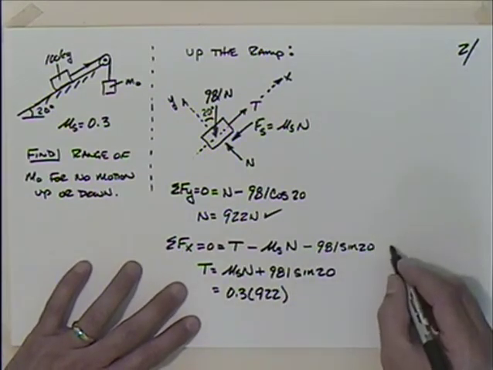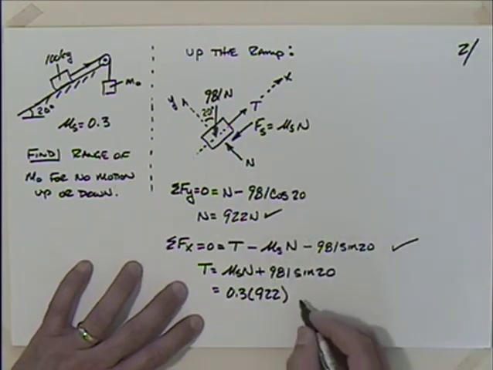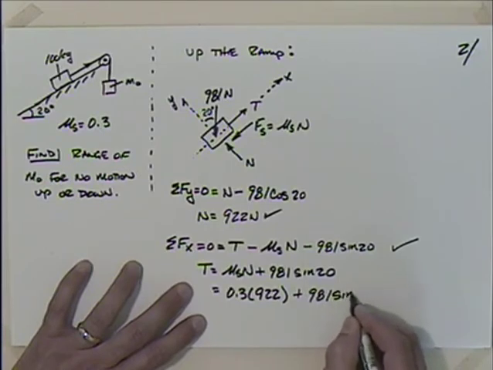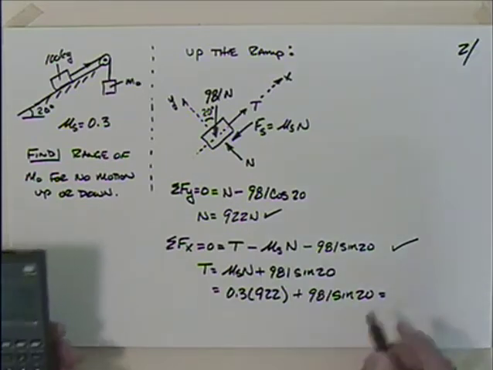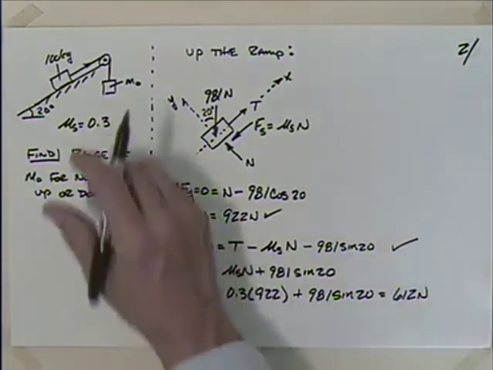And had we done this equation first, we would have then just had to have the patience to go back and do this one. And we add to this 981 times the sine of 20. Let's see what that equals. What do we come up with? 612 newtons. Okay, so that's 612 newtons.